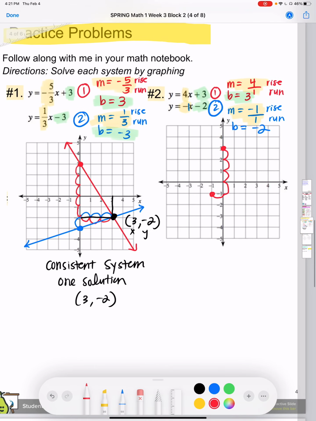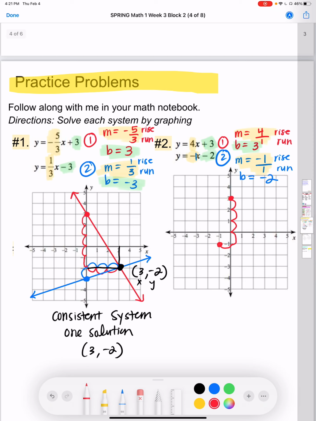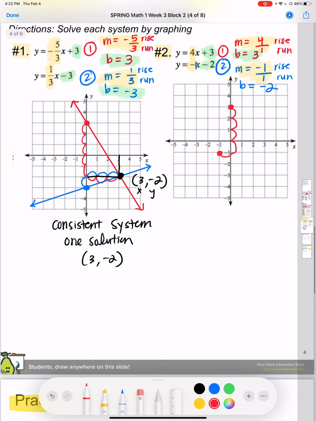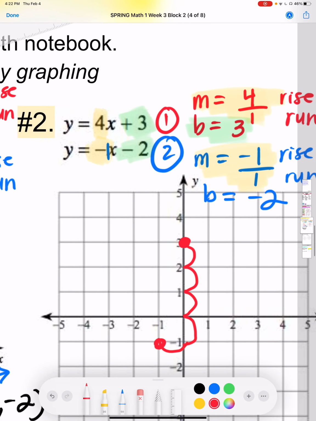Where did my straight edge go? Can't find it. Oh, it's up here. It disappeared. I don't know where it is. This is funny. Oh, it's up here. I see it. It's on the corner of my screen.